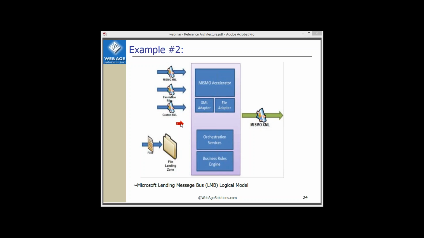What this reference model is all about is using a specific building block that's capable of transforming these various inputs and these variations in different types of formats into a single output standard that can then be used by anyone, because it's a defined standard that everybody's agreed to for this type of loan processing. So the building block definition of what the MISMO accelerator does is obviously a key aspect of this particular reference architecture.